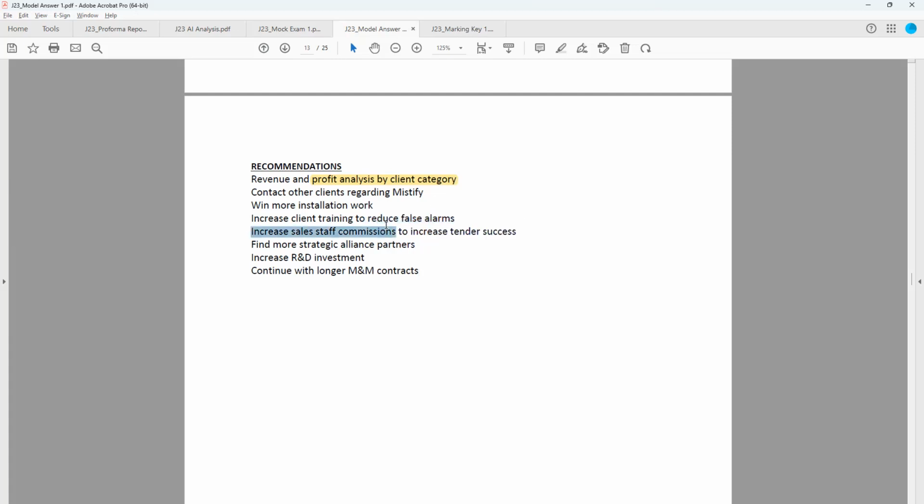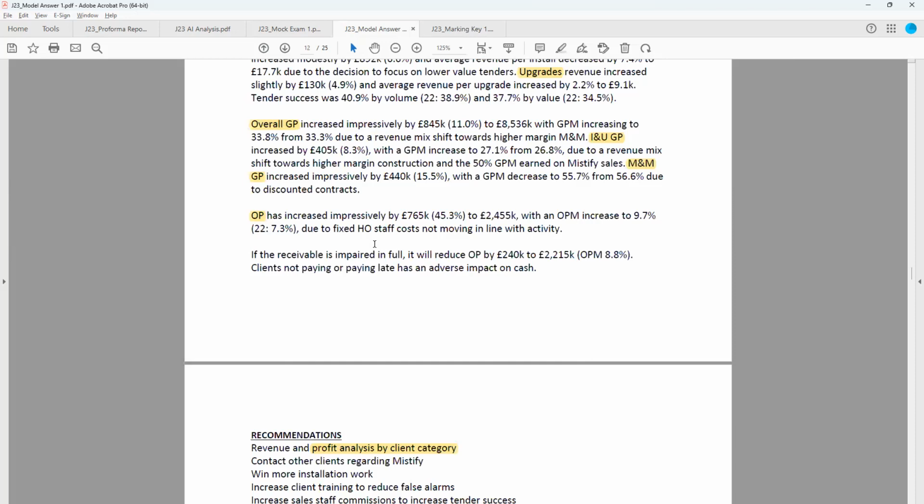Tender success, you could increase sales staff commissions even more, because of course we know they're 10 to 20% of pay, so maybe they're kind of maxed out now at their bonus. We don't know if that's definitely the rule, but maybe suggest increasing that a bit further. And we saw that the R&D looked low, so find more strategic alliance partners, or increase R&D investment, and maybe continue with the longer M&M contracts because that seems to be helping reduce terminations and seemed to be increasing M&M revenue. So you can see your recommendations are action points based on the scenario.